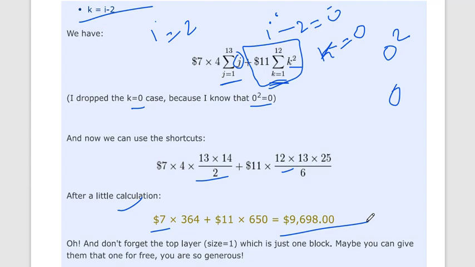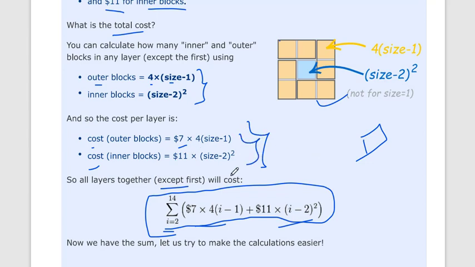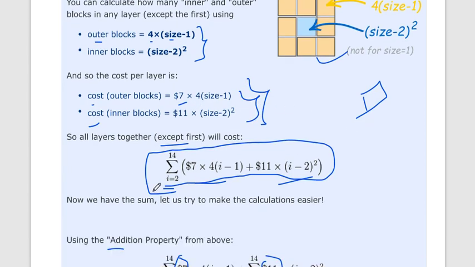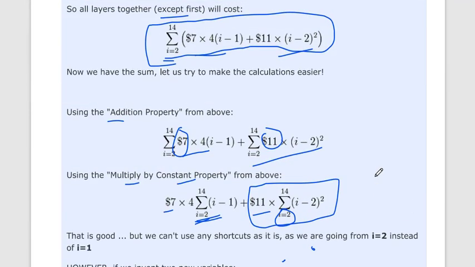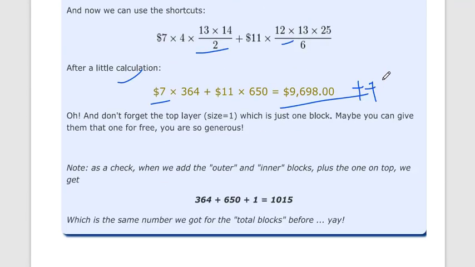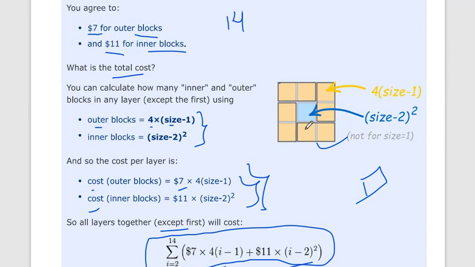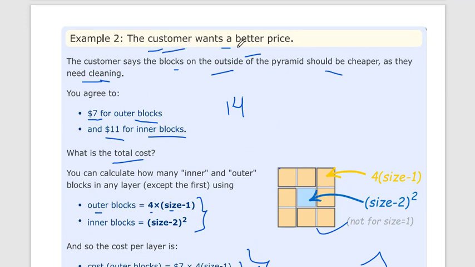Okay, but we have not yet calculated the first layer. This formula is for the second layer onwards, i is equal to 2. We have not calculated the first layer, but the first layer is only one block and it is on the outer side, so we can sell it with the plus $7. So you have to add plus $7. Okay, so this is our answer. This example is much more difficult, but after some time it will become easy. So with these types of equations we can use the partial sum and sigma properties also.